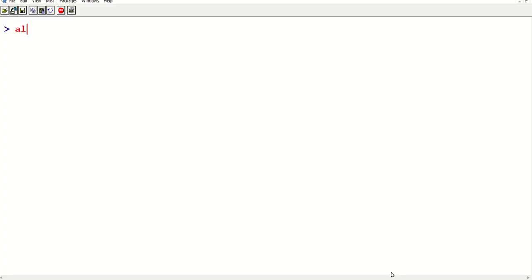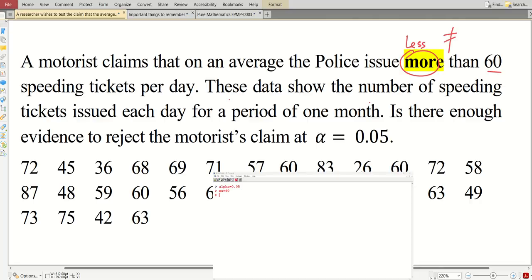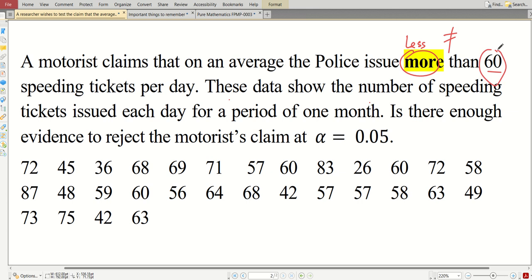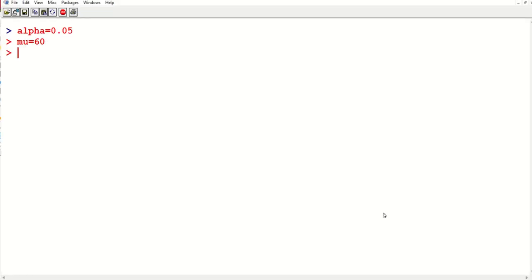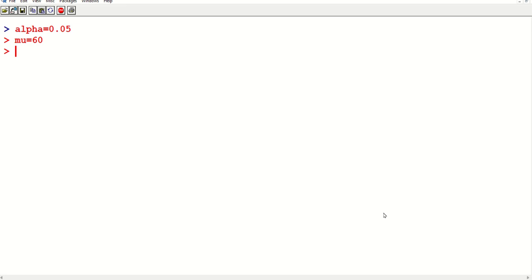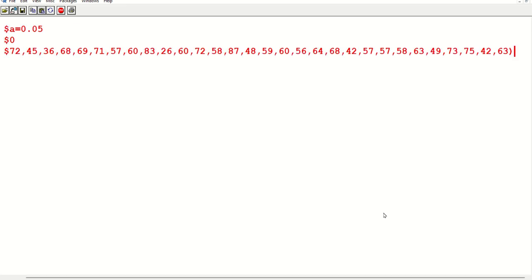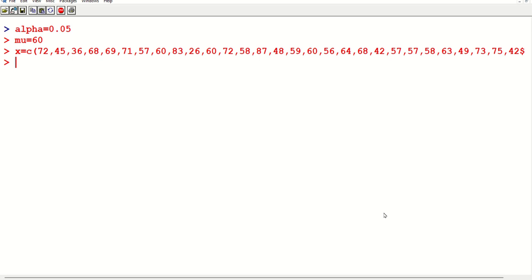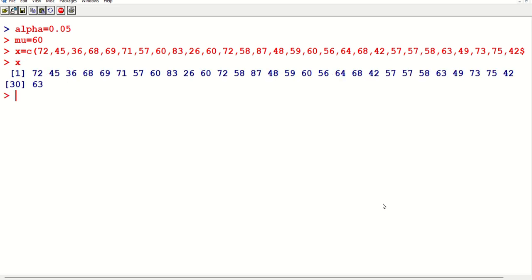So two things are given in this question: alpha is 0.05, and mu is 60. Now the values given here, you need to save as a vector x. You can see these are the values I saved, and if you type it, it shows a total of 30 values. So these values are typed.